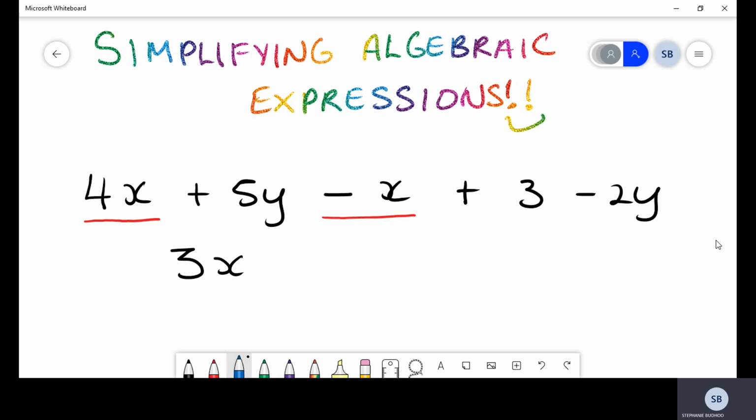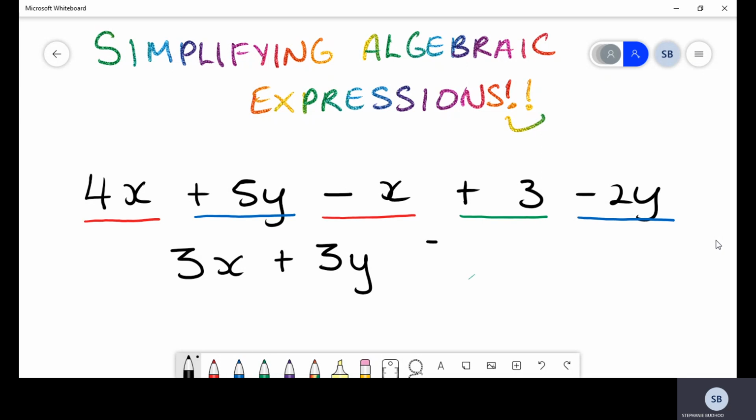Now, we are going to move forward to grouping any further like terms. Let's see what we have. We have positive 5y and subtract 2y. So positive 5y subtract 2y will give us positive 3y. And then what's left? We have one constant that's standing alone. So we make sure we bring him down.